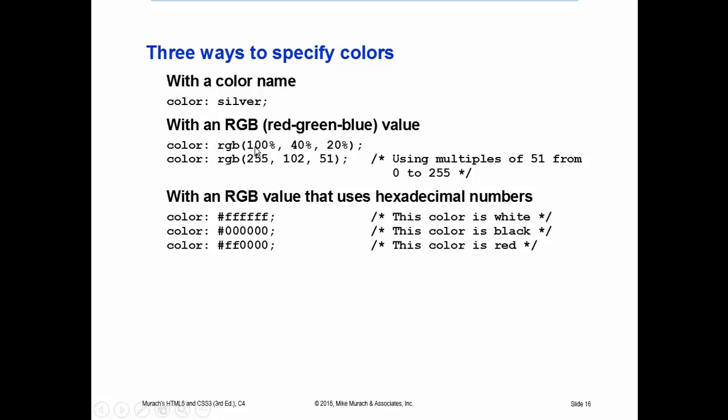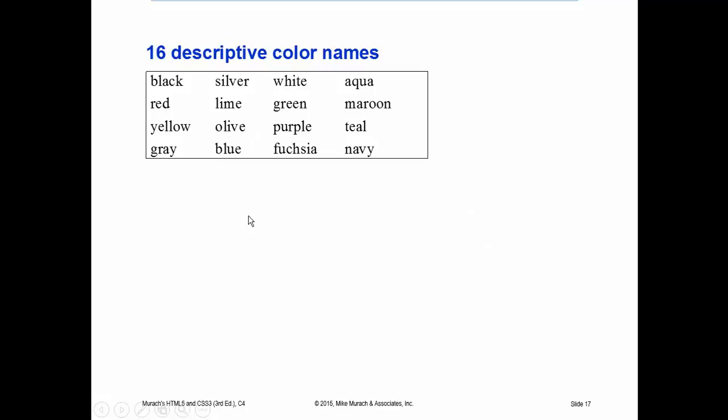255 is 100%. 102 is 40%, 51 is 20%, etc. Or you can use what are called the hex triplets, like this. So there's many ways that you can add color if you want to do that. Here are the colors that you get by default, and I think there are more than this also, because I've tried tan and a few other ones, and I know there's a bunch of them that the system just realizes.